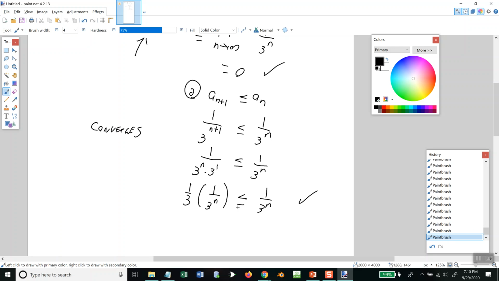How did you get 3n? Going backwards, if you have 3 to the power times 3 to the power, you add the exponents together. And so that's why you get this. Going the reverse direction, you can always read it as multiplication.